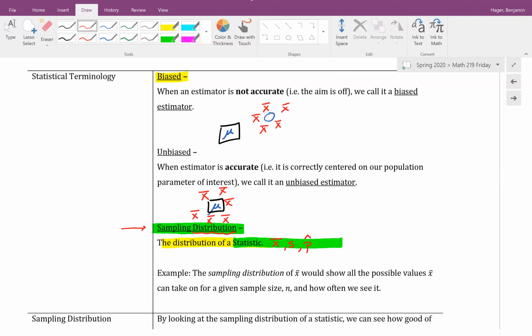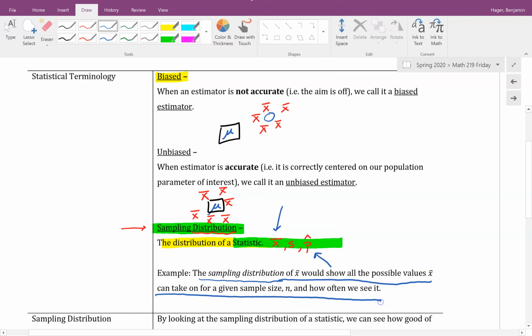So we really are talking about a distribution of how these guys fall. If we were to look at a bunch of different samples, what does the collection of sample means look like? Or what does the collection of sample proportions look like? Okay, so the sampling distribution of x bar would show all possible values that x bar can take on, as well as how often we see it. Now, this is going to be incredibly useful for us, and we're going to learn a big theorem about this coming up in just a second.